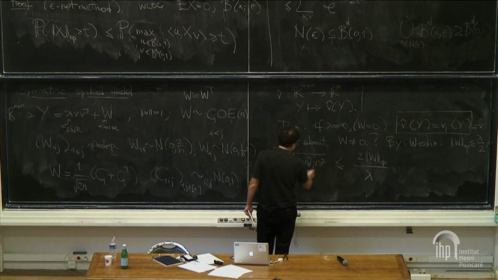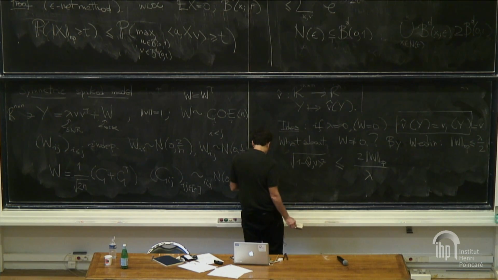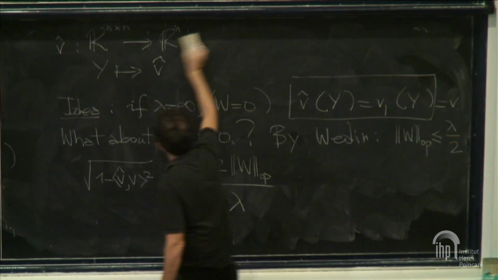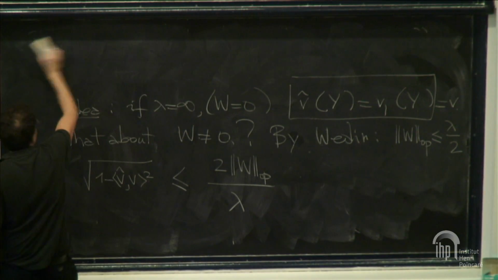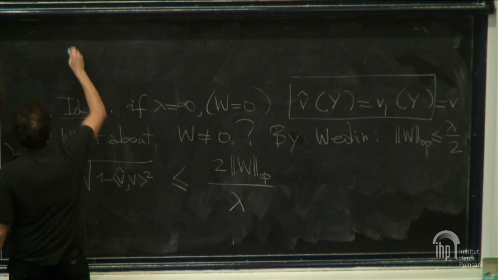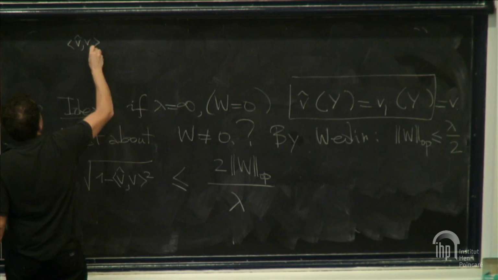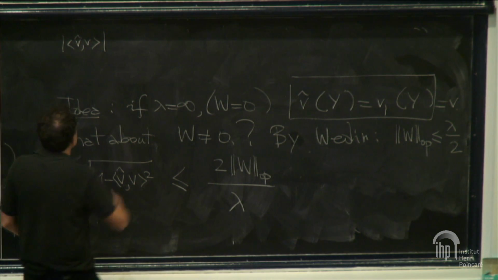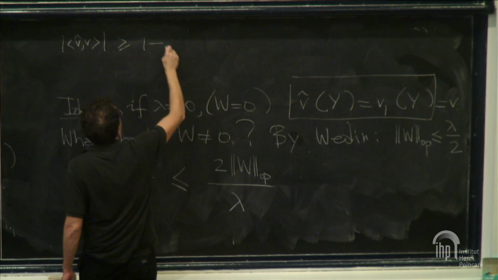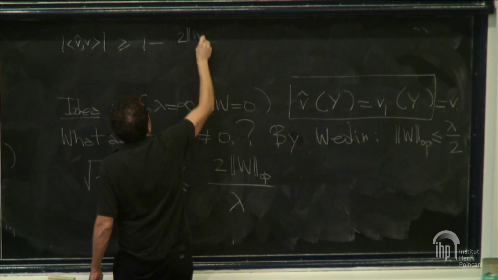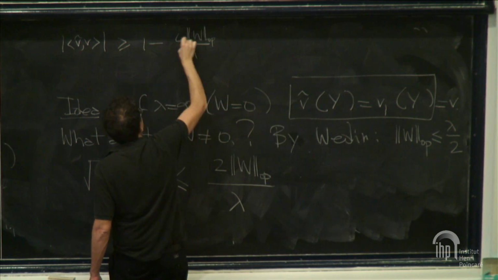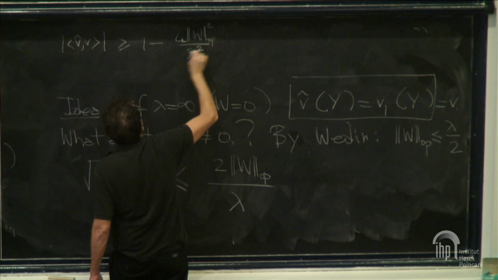All right, sometimes it's nicer to state this in terms of the scalar product. This is the form in which you find this type of result for this problem. So if you invert this, you get the absolute value of the scalar product of V hat and V is bigger or equal than 1 minus 2 times the operator norm of W divided by lambda. There is a 4, a square, a square, and a square.